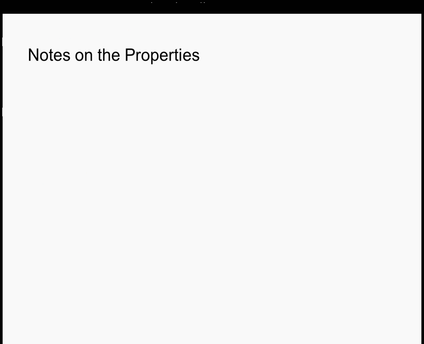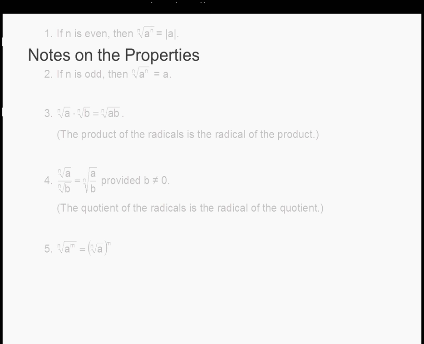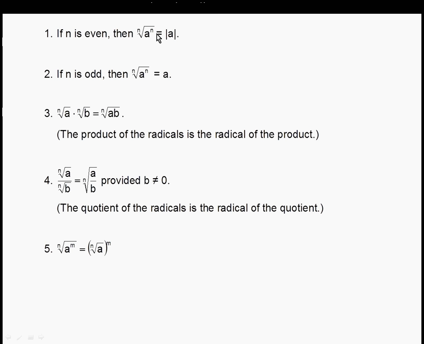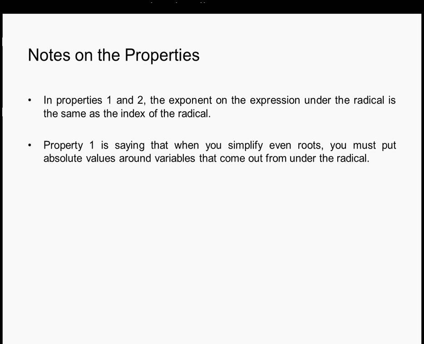Okay, some notes on these properties. In properties 1 and 2, the exponent of the expression under the radical is the same as the index of the radical. If you go back and look, the exponent matches the index, the exponent matches the index. Property 1 is saying that when you simplify even roots, you must put absolute values around variables that come out from under the radical. Okay, with numbers, you can take the absolute value of a number, so don't leave a number inside of absolute values. The variables, you might have to do that.